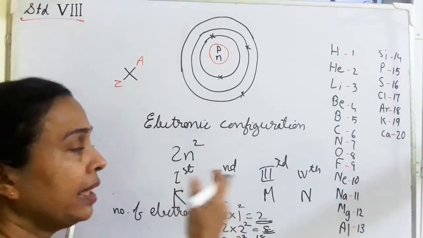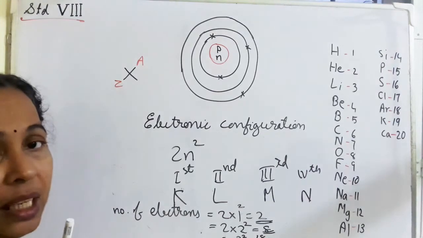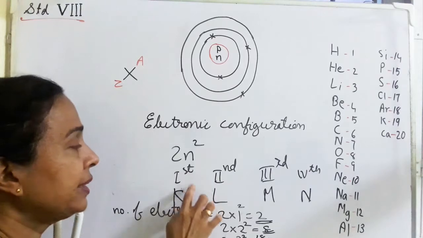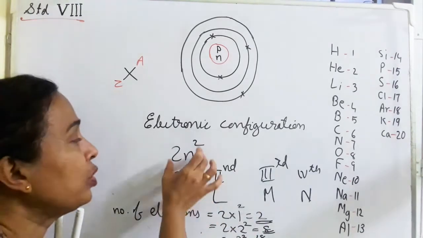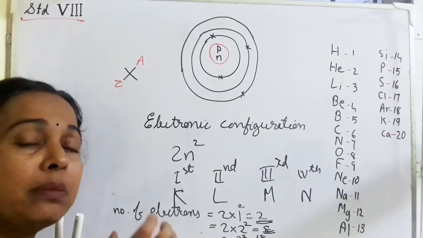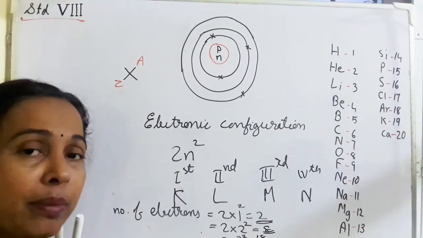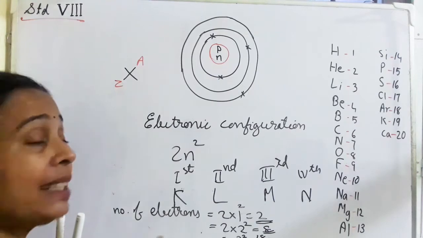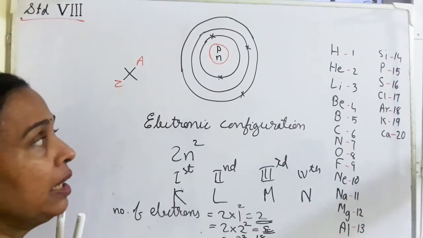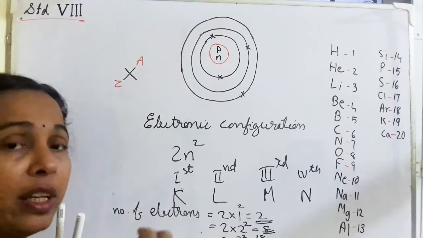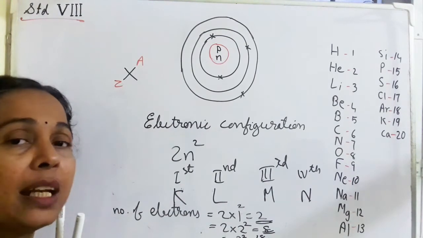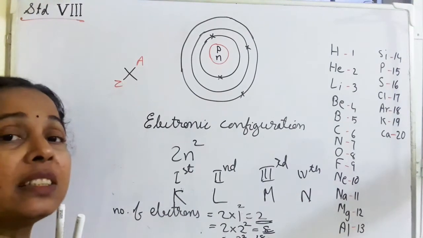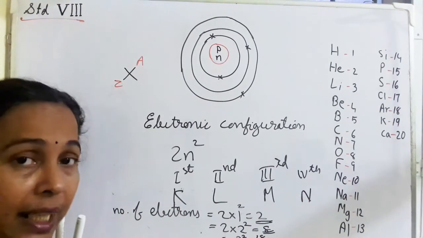So like that, the electrons are accommodated in various shells. According to the 2n square rule, n stands for the serial number of the shell, and this 2n square will give us the maximum number of electrons that can be accommodated in each shell. Okay, now the second rule states that if an electron has to enter a particular shell, all the inner shells should be filled. Only after filling the inner shells, the next shell starts. That is the second rule.